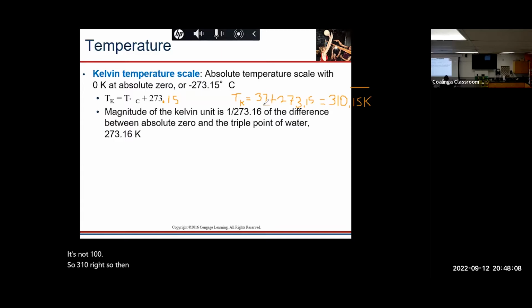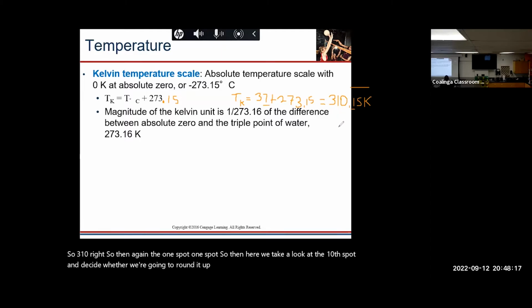So then here we take a look at the 10th spot and decide whether we're going to round it up or leave it alone. So we're going to have 3 sig figs. So it'll be 310, and we'll put that decimal there to let us know that it's 3 sig figs.